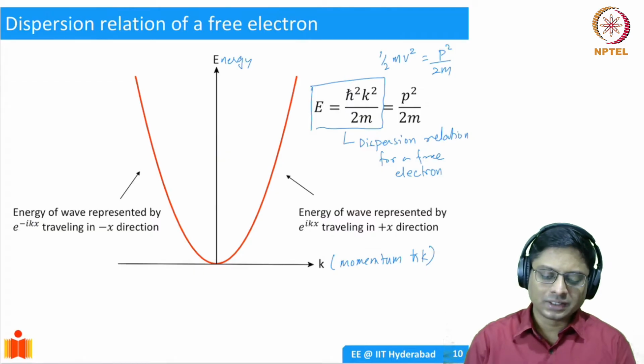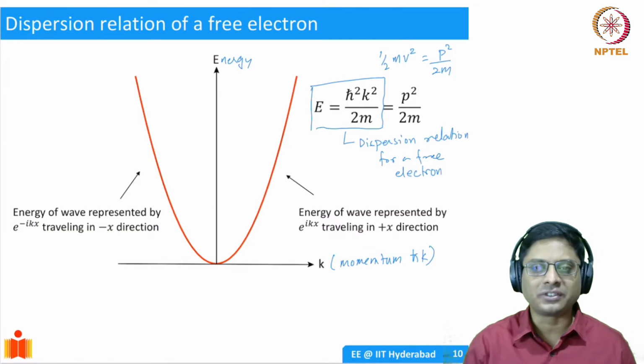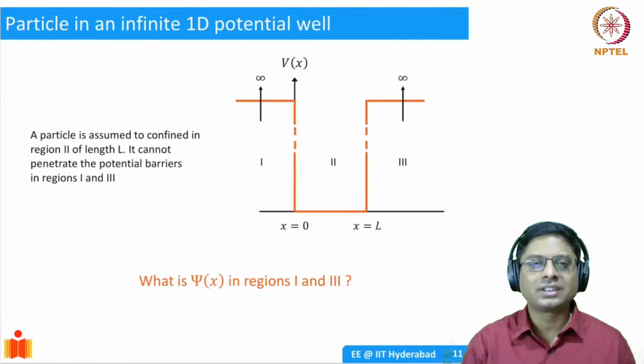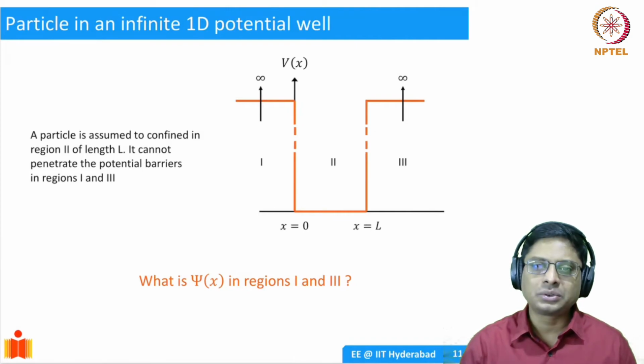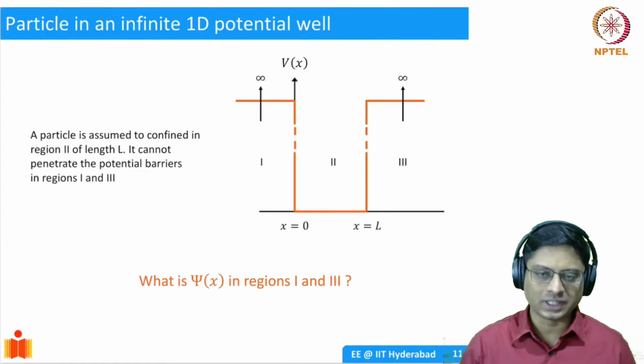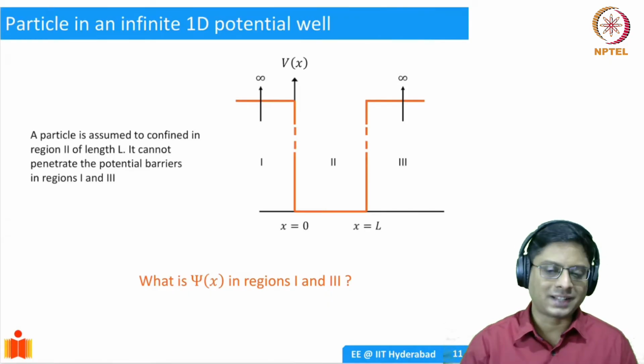It turns out that if you confine this electron, instead of making it free, it has some very interesting effects. Okay? That is what we would like to do now. So now we would like to solve what is called a particle in an infinite 1D potential well. Okay? 1D because we are only talking about x direction.